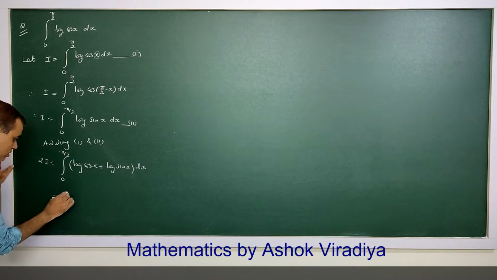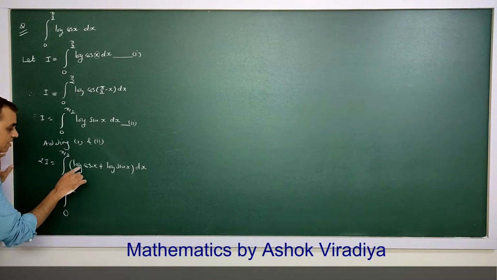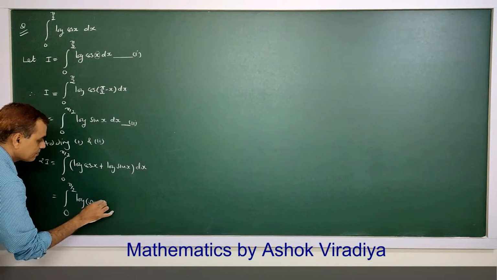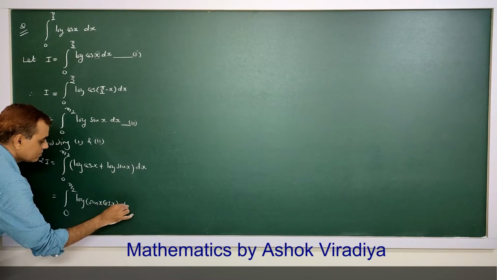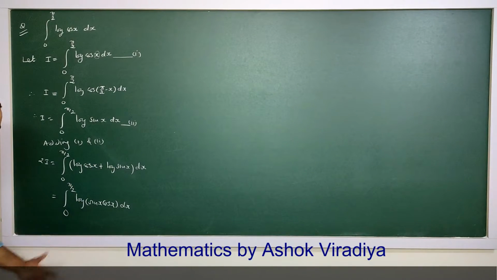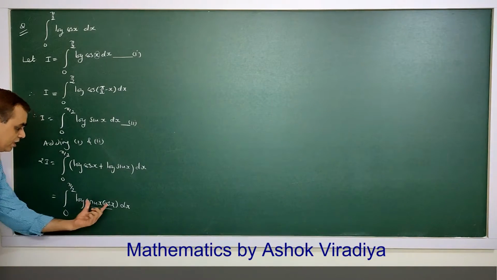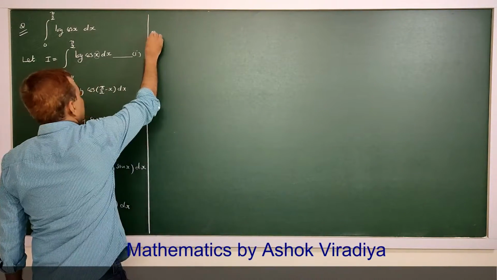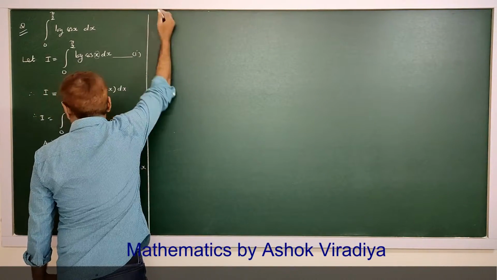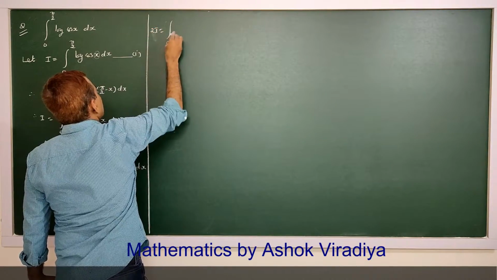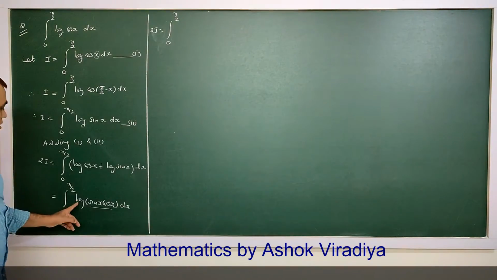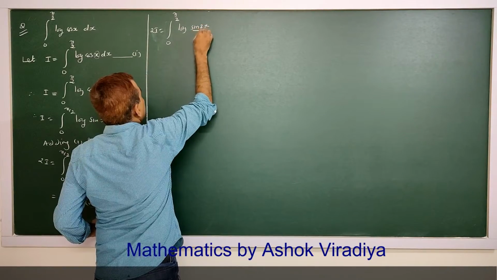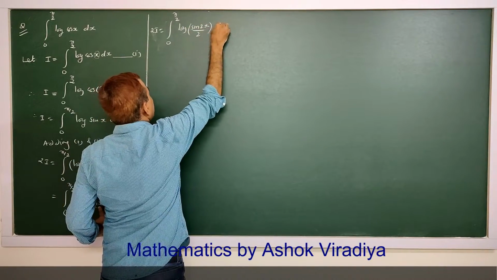This is equal to 0 to pi by 2. Now log a plus log b is log of ab. Now this is sin 2x divided by 2. So here 2I is 0 to pi by 2 log of sin 2x divided by 2 dx.